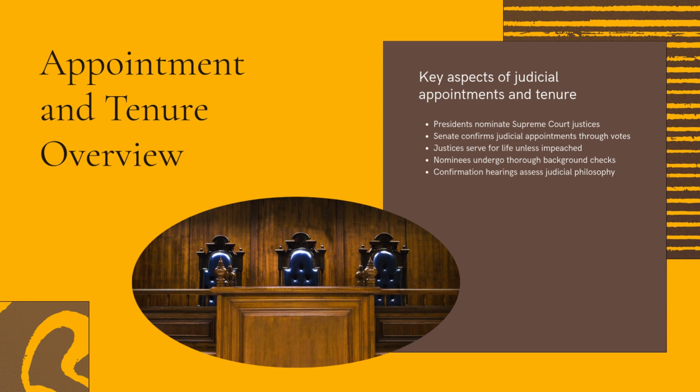That individual then goes before the Senate and needs to be confirmed by a simple majority. You only need 51 votes in the Senate to confirm a judicial appointee. That is the same, whether it's one of the 9 Supreme Court justices or one of the many, many, many district court justices.